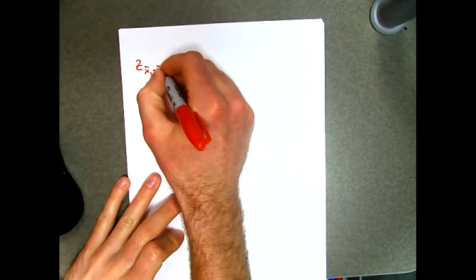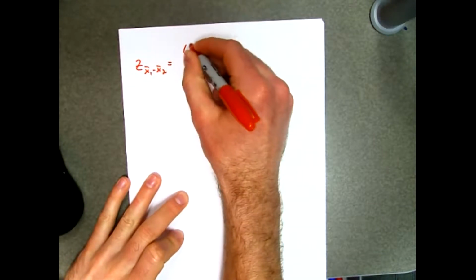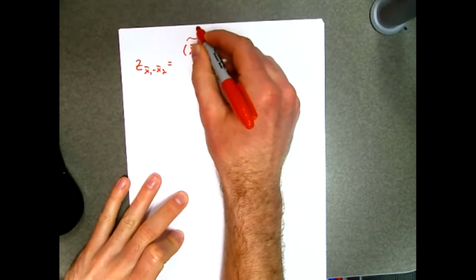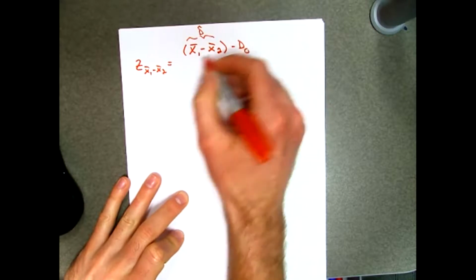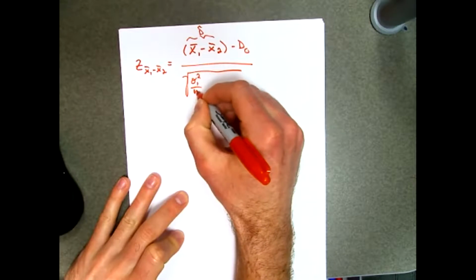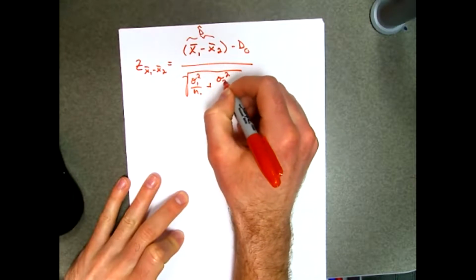Let me remind you what we did earlier. When we were looking at test statistics, we said this was the equation for the test statistic for the difference in two sample means.